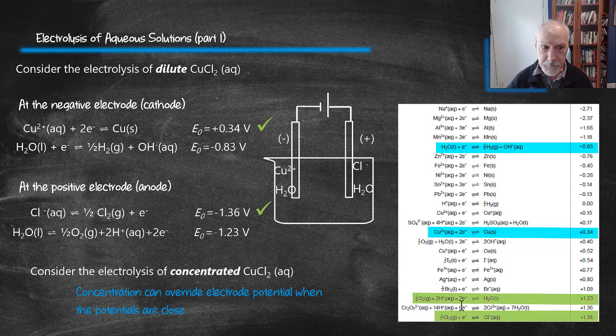In our example so far, the electrodes have been inert. In part 2, we'll explore when that's not the case.